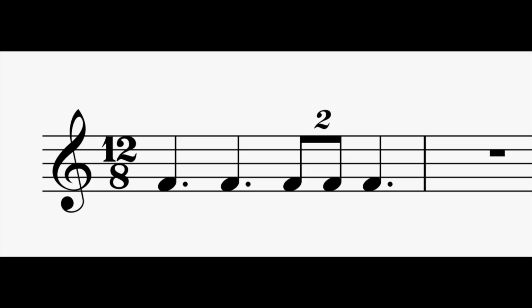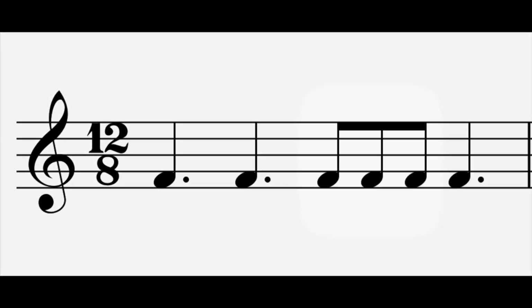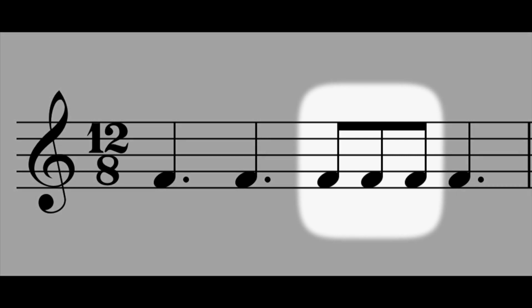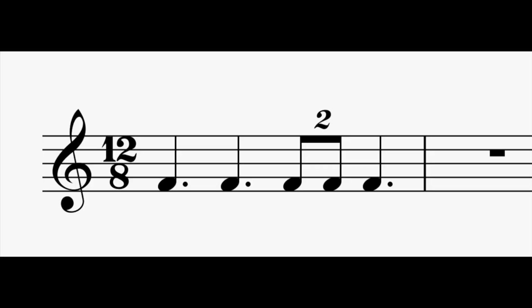So this would be 4 beats in the bar. Each beat would be represented by a dotted crotchet. We would normally be able to split those dotted crotchets into 3 eighth notes or 3 quavers, and so that would create a subdivision of 3. But for this example, in beat 3, we've subdivided it into two halves.